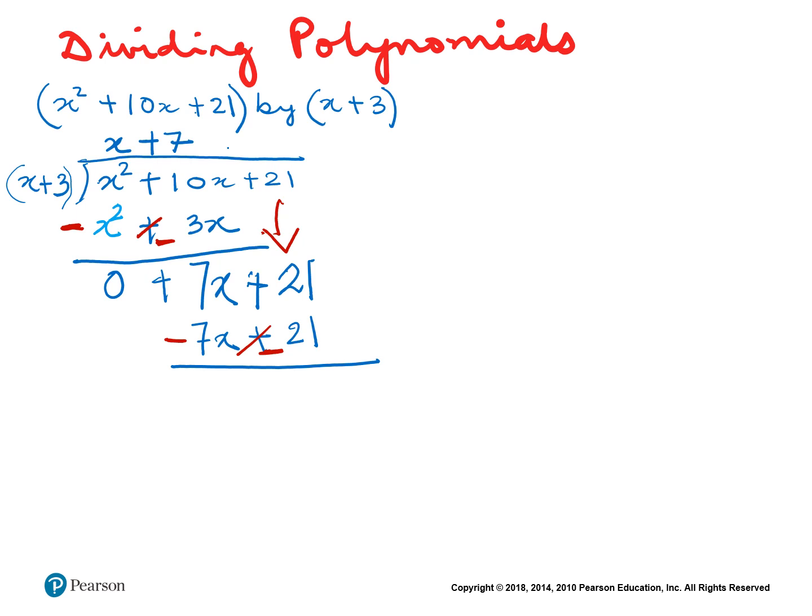So 7x minus 7x is 0. Plus 21 and minus 21 is also a 0. So that means we don't have a remainder. The remainder is 0. All right, so we have our quotient here, x plus 7. So the answer is going to be just x plus 7. We don't have a remainder. I mean, we can write it as plus 0 over x plus 3, but it's not needed because 0 divided by anything is 0.